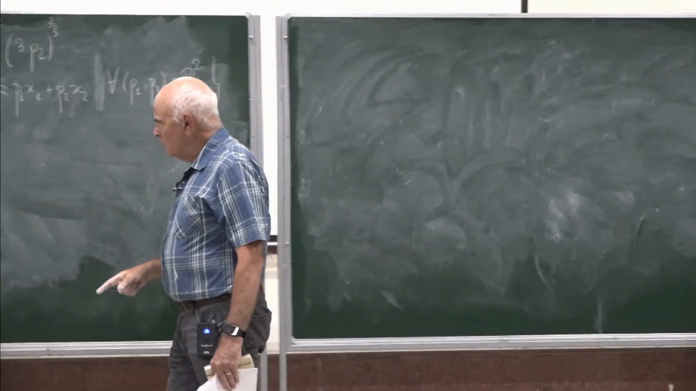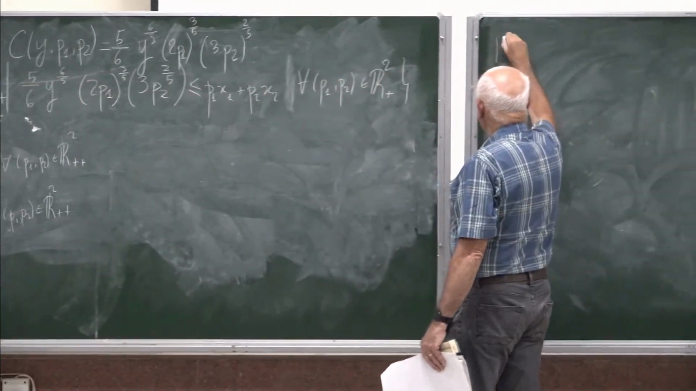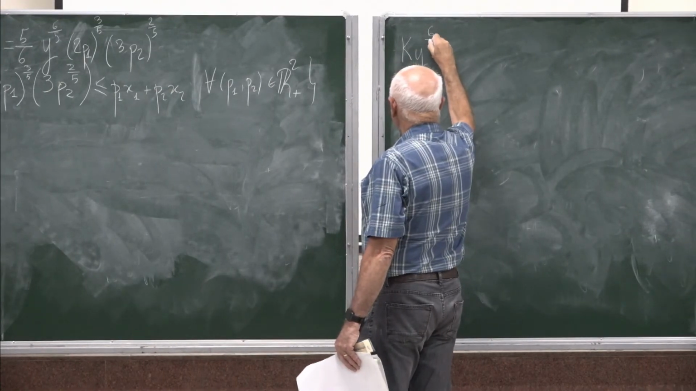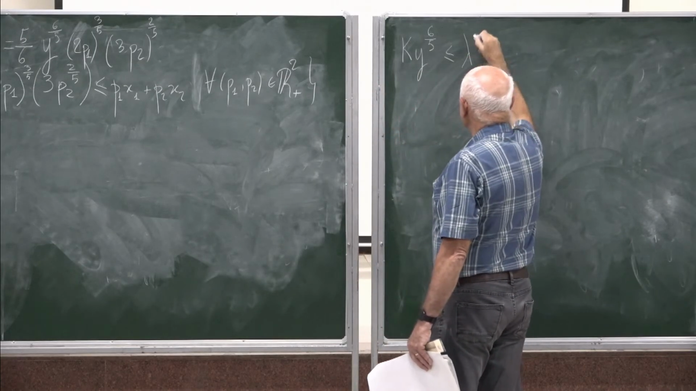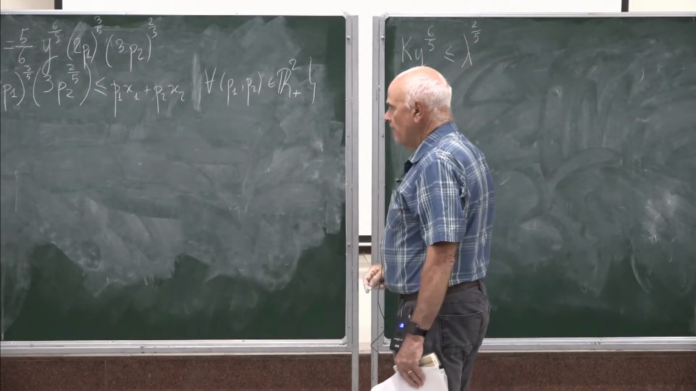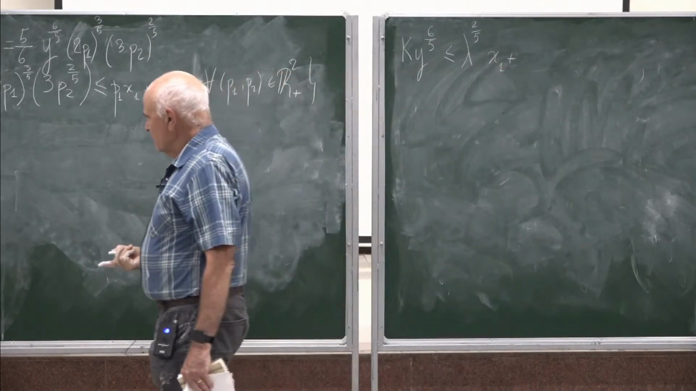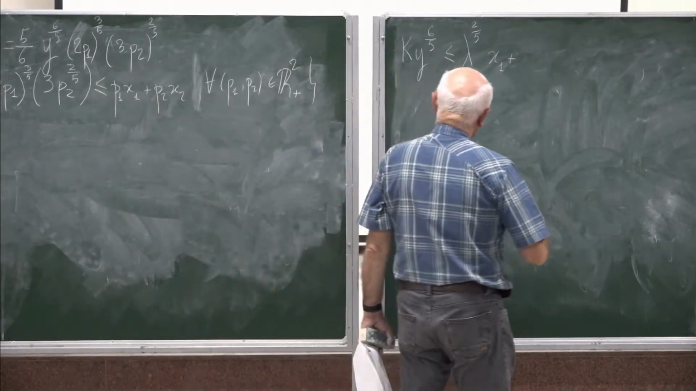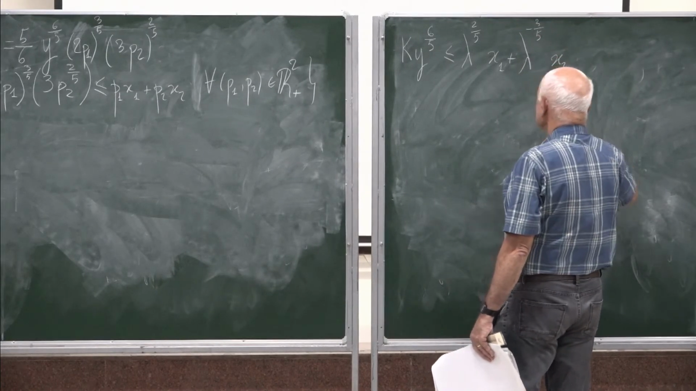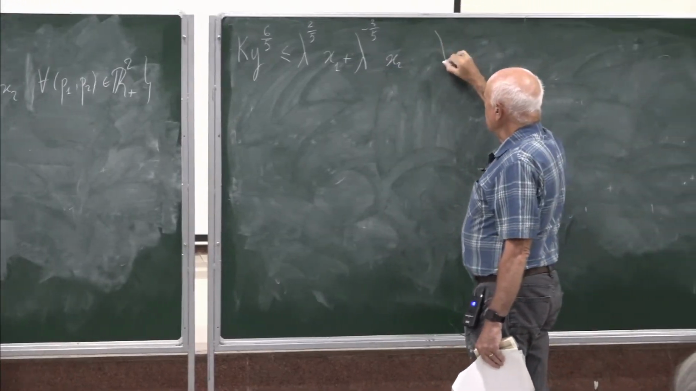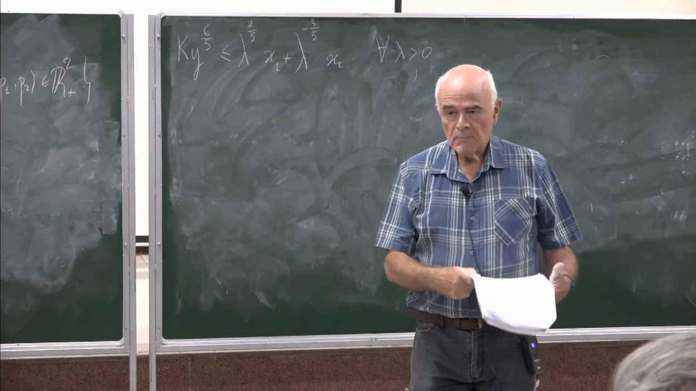So what we have to solve is to maximize y under the constraint k y^(6/5) less than or equal to lambda^(2/5) x1 plus 1 over lambda, so lambda^(-3/5) x2, for every positive lambda. Okay?